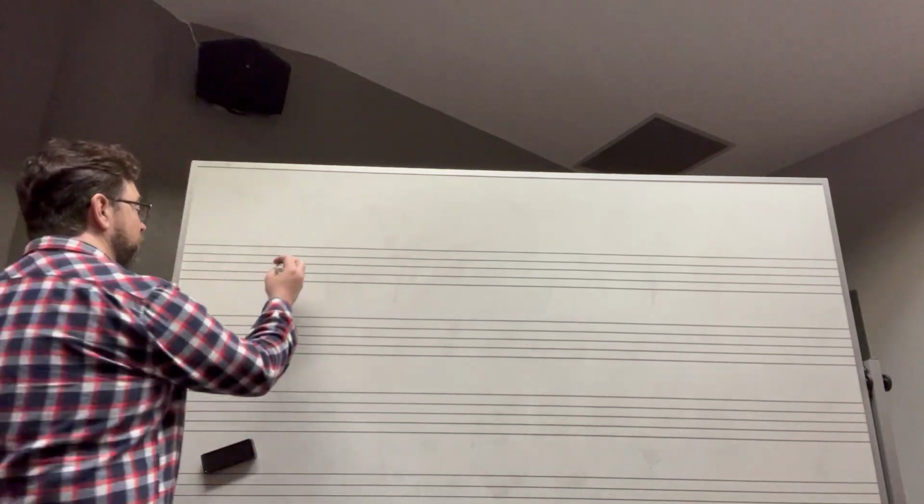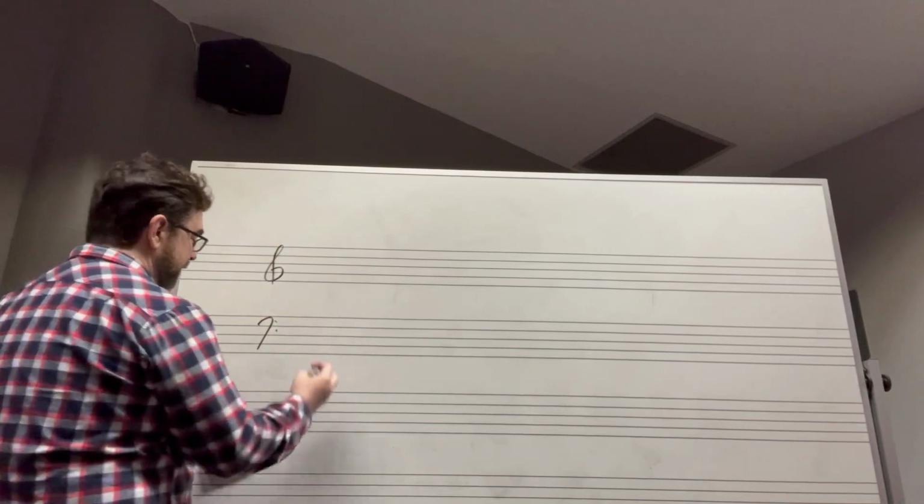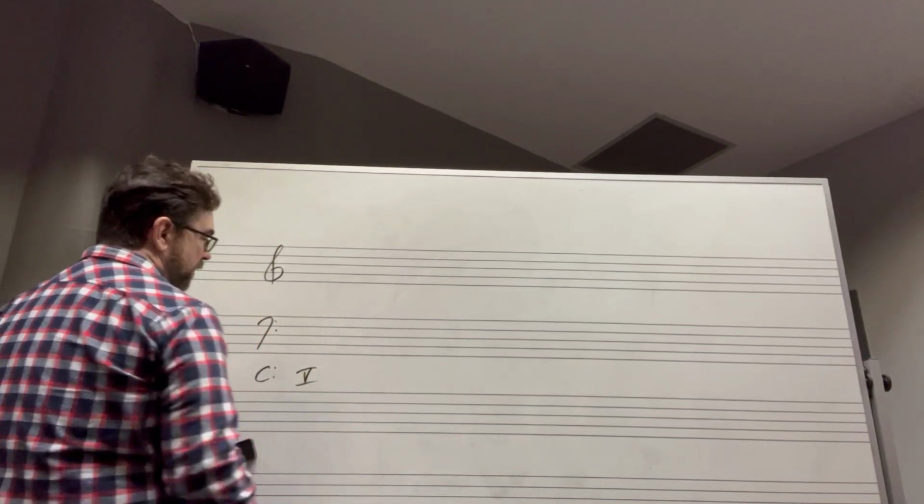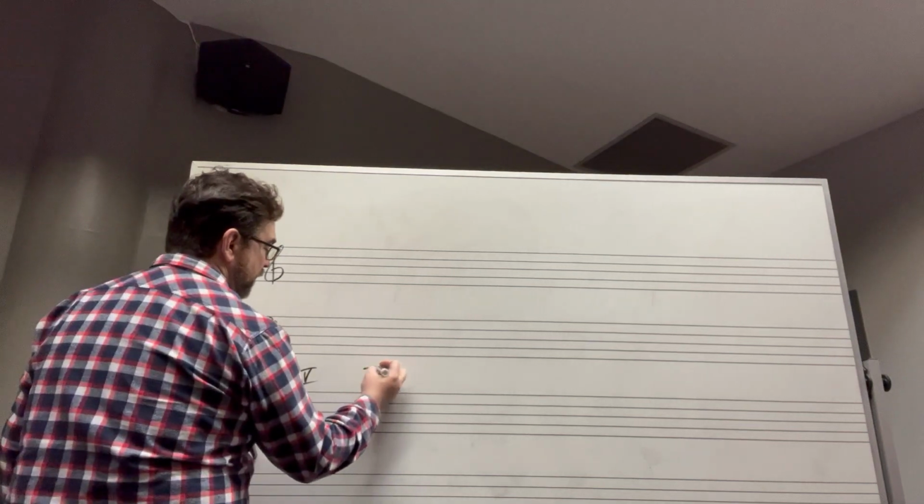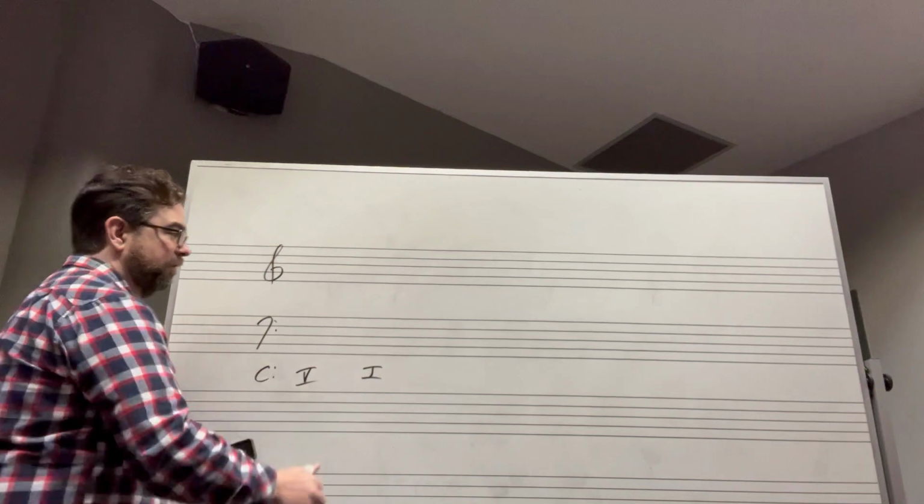I'm going to show you how to create a 5-1 cadence. So we're going to have our treble and our bass clef. We're just going to do this one in C major for now. We're going to write our 5 chord and our 1 chord. So this means the 5th scale degree, this means the 1st scale degree.